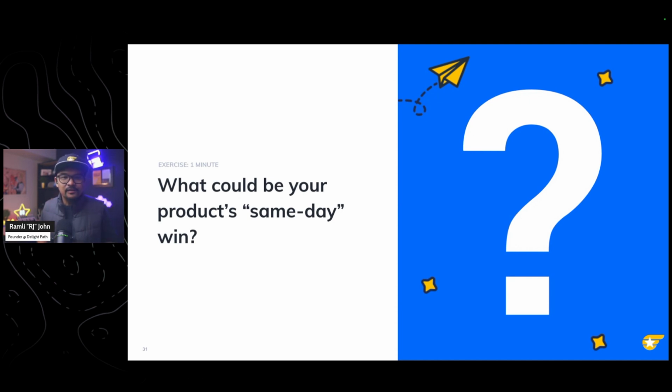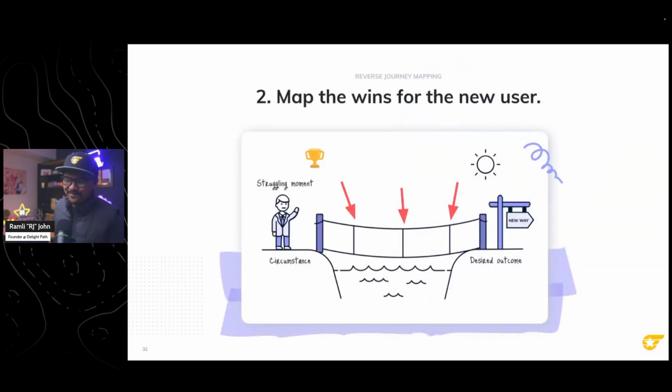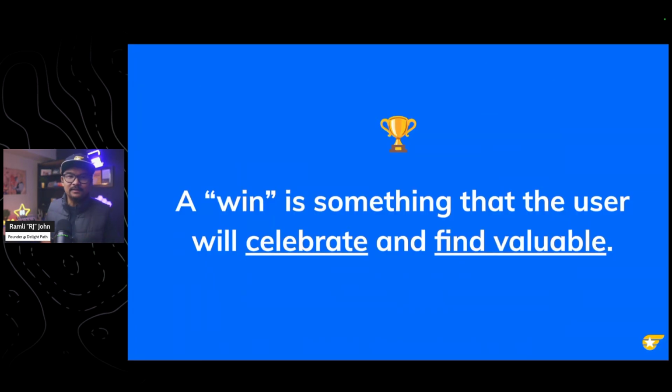So that's leading into the second step. That whole thing is really mapping out the rest of the wins in your journey, right? So you've started with the ultimate win. If you're a B2B, you think about your same day win, and then start thinking about the rest of the wins in your product and what could that look like specifically. And when I say a win, I really do mean a win. It's something that your customer will celebrate or find valuable.